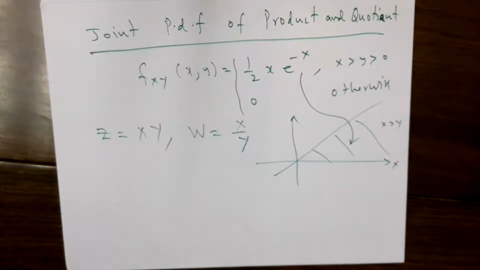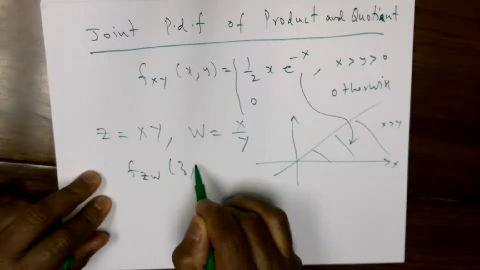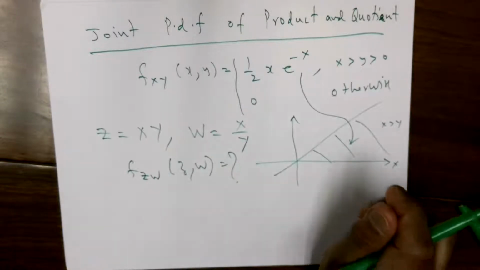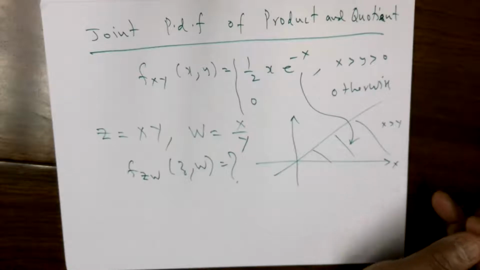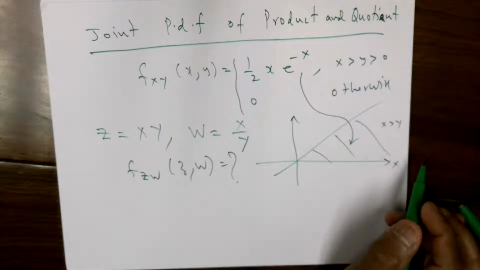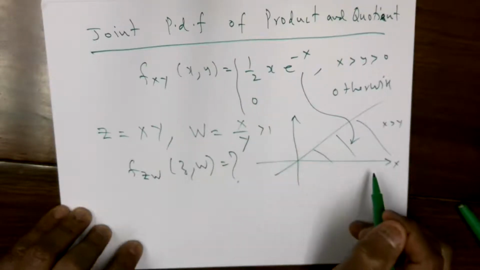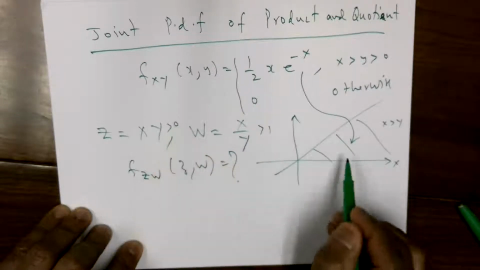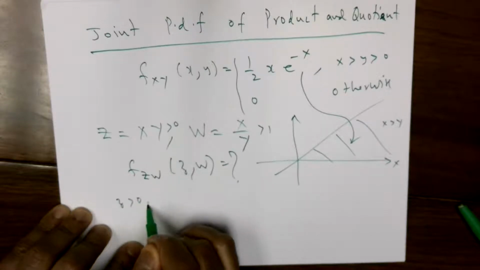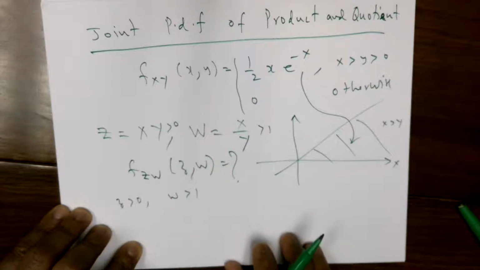So the problem is to find the joint PDF of the product and the quotient, and then from there get the marginals, etc. So let's look at this problem. Notice that x and y are positive. Moreover, x is greater than y. So right away we see that w is greater than 1 because x is greater than y, and z is positive because x and y are positive. So the joint density function is valid for z positive and w greater than 1.